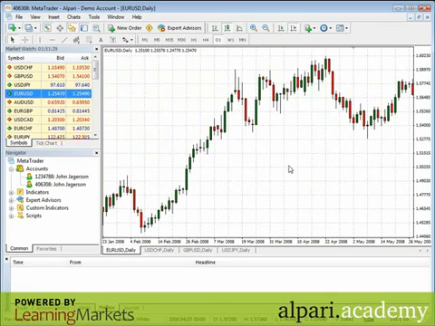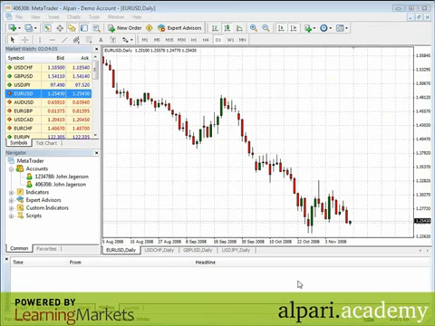If I want to turn that feature back on, it's easy. All I have to do is click the button again. You can see it's depressed, and the next time we see a price change, the chart is going to automatically update and go all the way over to the far right. And there we go.